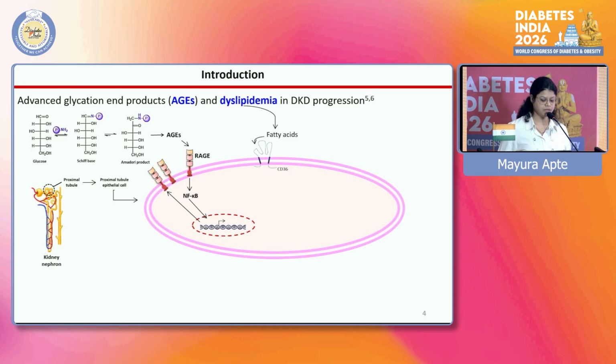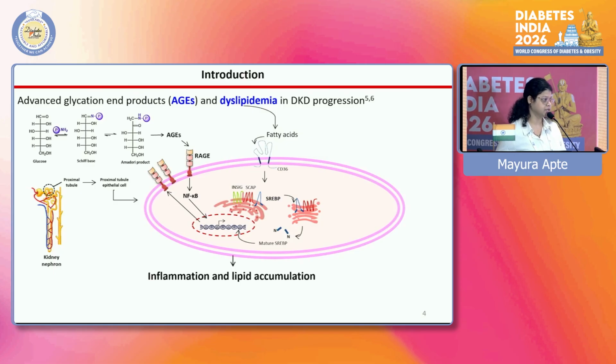Moreover, in dyslipidemia, fatty acids enter the cell via their receptor and activate SREBP, which is responsible mainly for the synthesis of saturated fatty acids, and that activates in a loop, translocating from the ER to the Golgi to the nucleus. This whole scenario leads to inflammation and lipid accumulation. Moreover, the ectopic lipid accumulation is also responsible for mitochondrial dysfunction, and hence, this overall scenario again leads to diabetic tubulopathy.